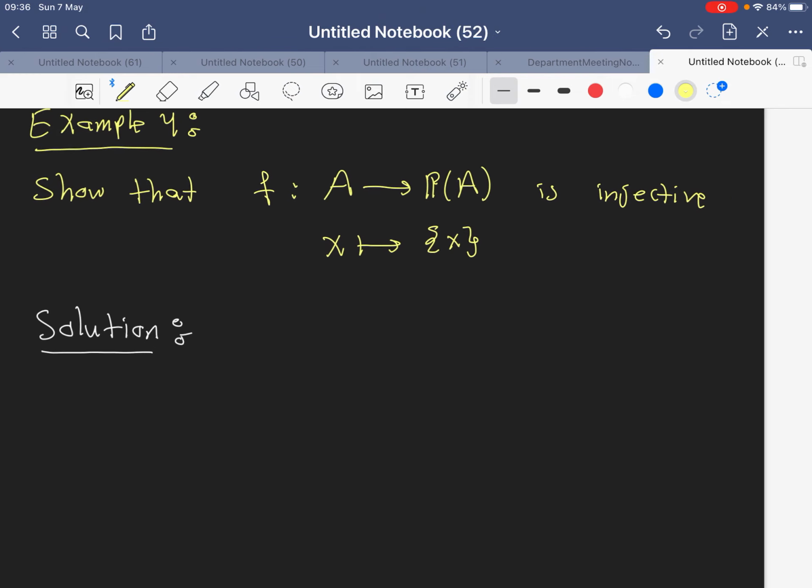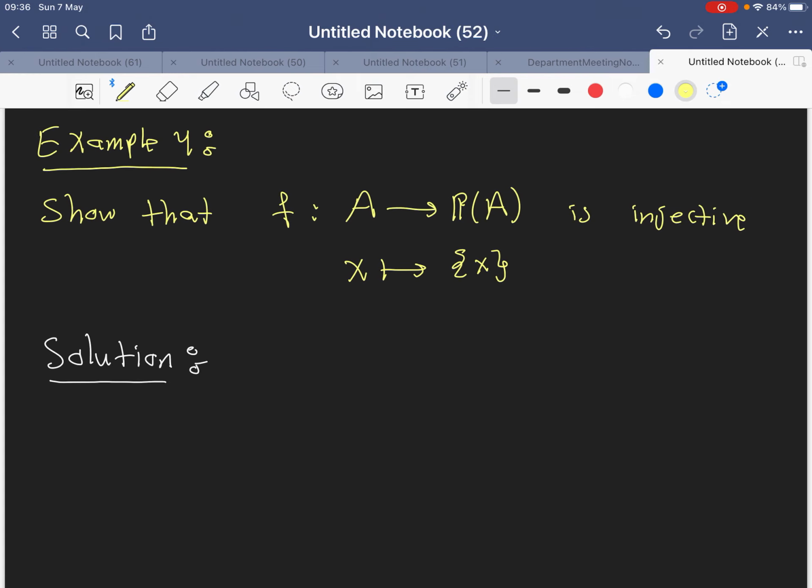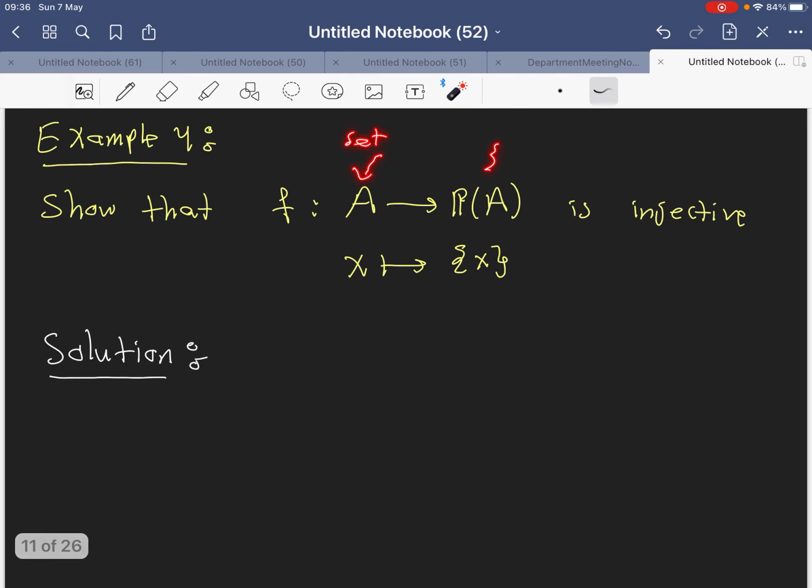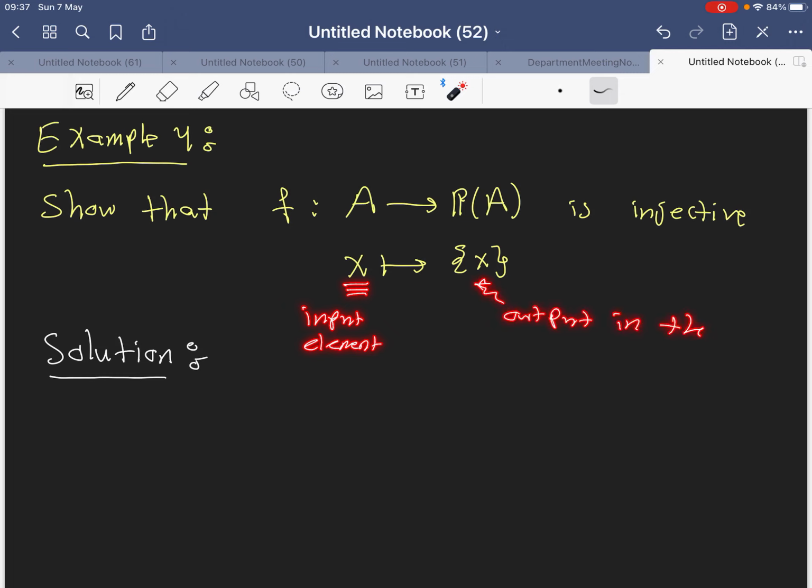Example number 4 is a good way of exercising a function from a set to a set of sets, which is the power set. So here my input is an element, and my output again is an element in the form of a set. We will get used to this, but at least for this context, let's just move the same way as we did. So we will use the direct proof approach.